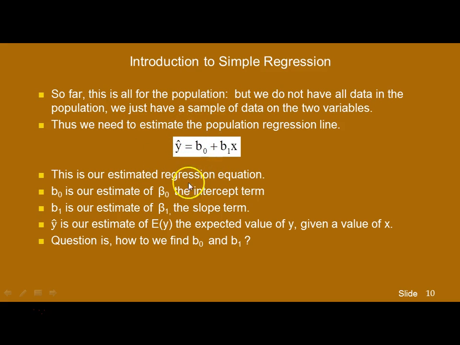B0 is going to be our estimate of the population intercept term. B1 is going to be our estimate of the population slope term. And Y hat is our estimate of E of y, the expected value of y given a value of x. The question is, how do we find the intercept and slope? How do we find B0 and B1? Again, we'll explain a little bit of the theory, but you don't have to worry about the mathematics.